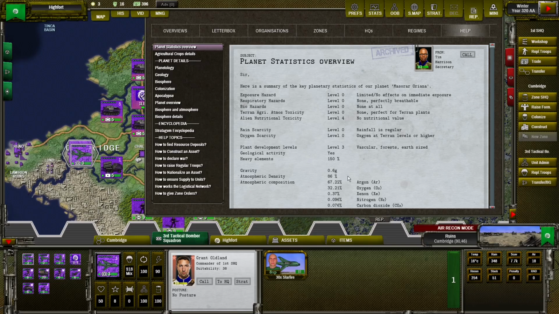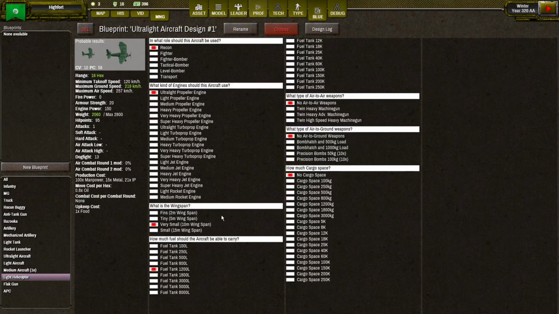They will never be able to take off. So remember that the atmospheric density needs to be higher than the gravity to even think about building helicopters. So on a planet with low air pressure, this section would have much less impact on the minimum takeoff.